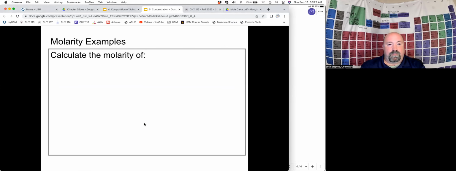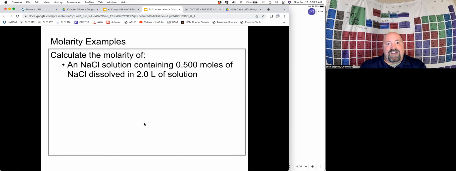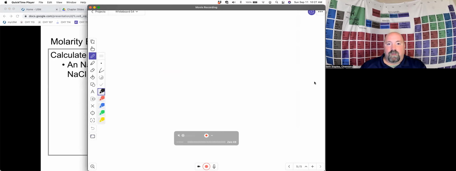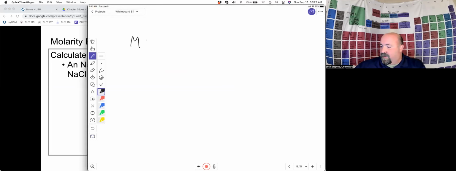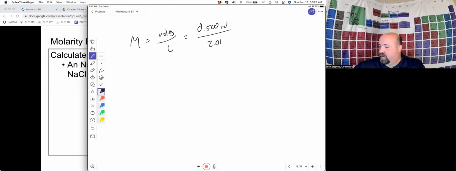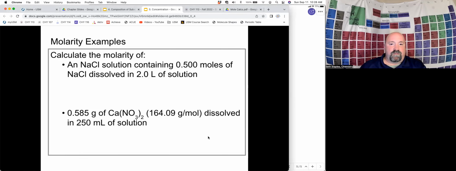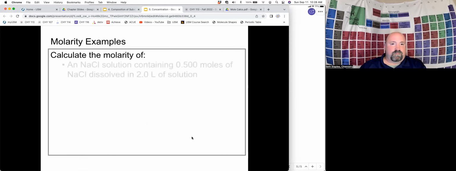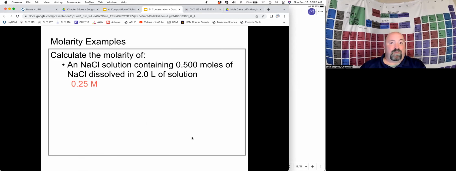Let's look at an example. We want to calculate the molarity of an NaCl solution that contains 0.5 moles of NaCl per 2 liters of solution. Once again, molarity, capital M, equals our moles divided by our liters. Fairly simple calculation here. This is 0.500 moles over 2.0 liters, which will give us an ultimate concentration of 0.25 molar.